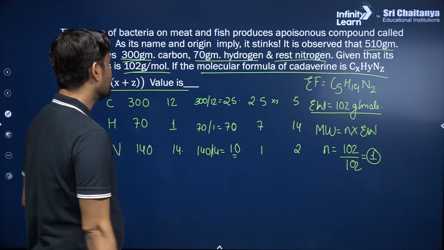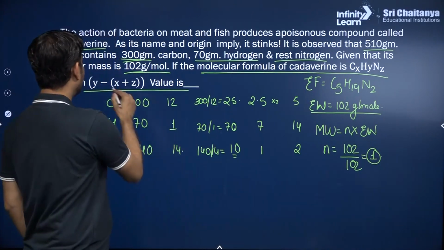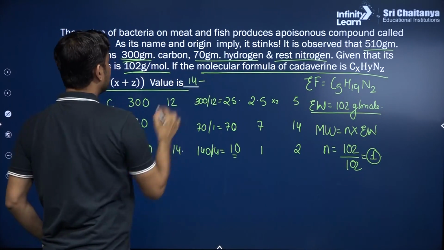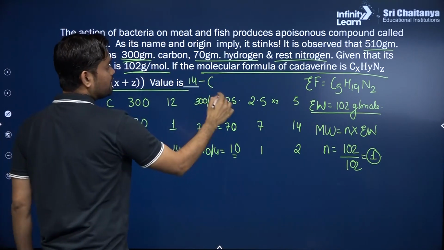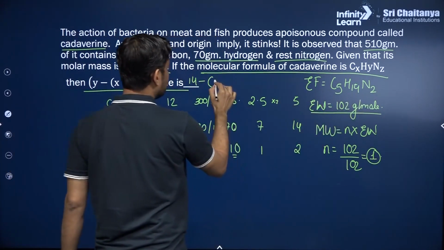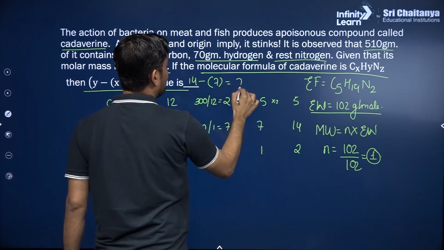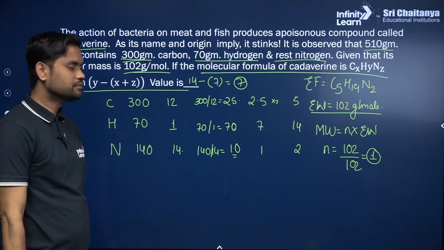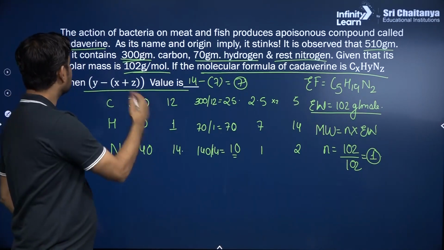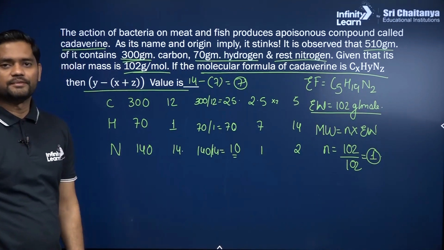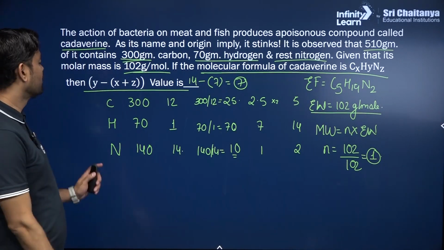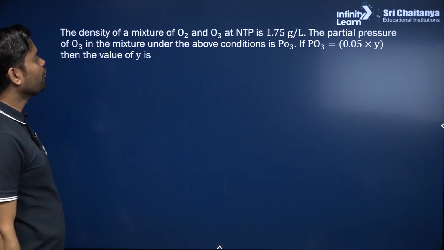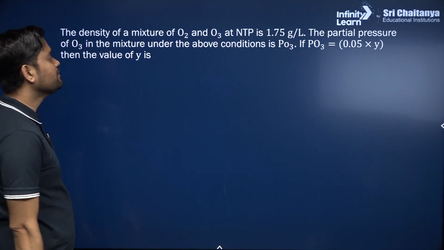Clear? So what is the value of x? What is the value of y over here? That is 14 minus x plus z. So x is 5 plus 2, that is 7. Answer will be equal to 7. Clear? Got it? So this question has answer 7. Clear, guys?